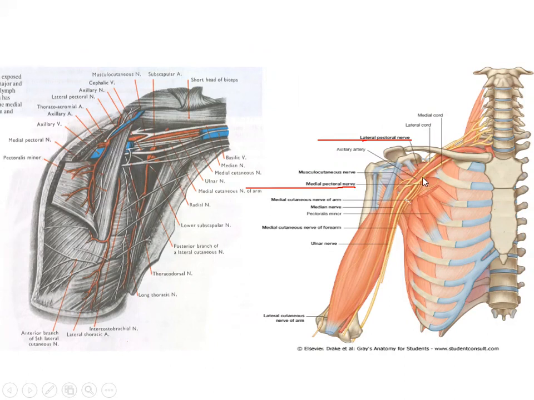So here again you can see the two important nerves which are coming from the brachial plexus. This is the brachial plexus here. Okay, and here you can see this is the axillary artery supplying the upper limb. So here you can see the lateral pectoral nerve as well as the medial pectoral nerve coming from the brachial plexus. Details about these nerves will be covered in the brachial plexus itself.